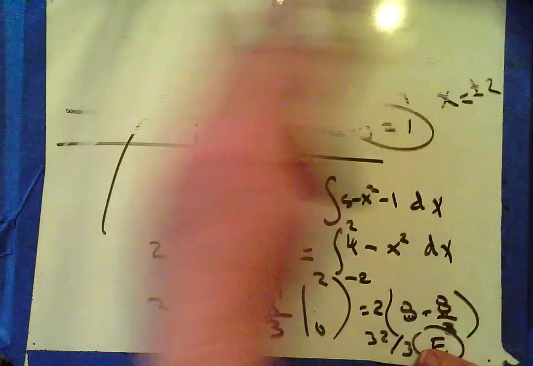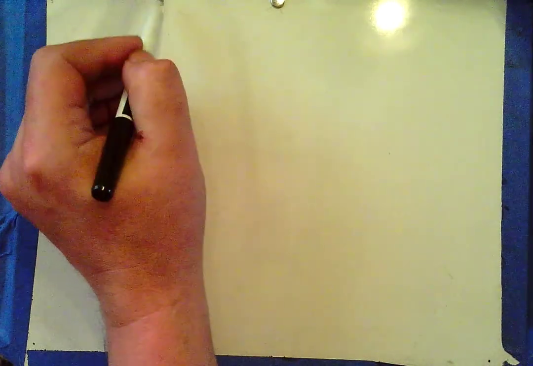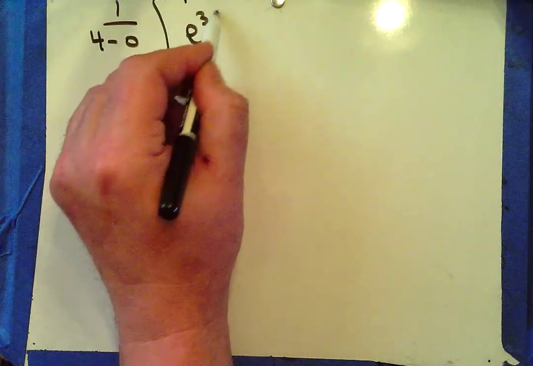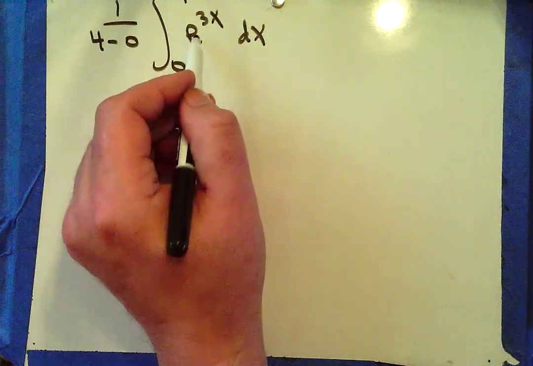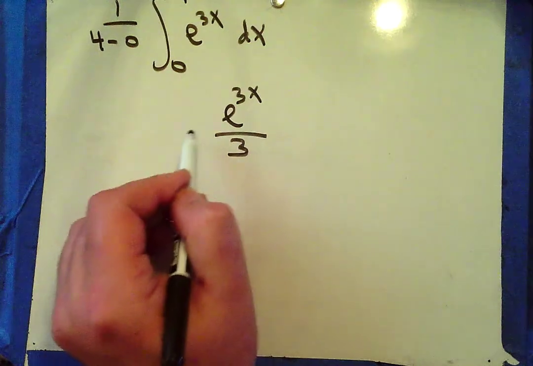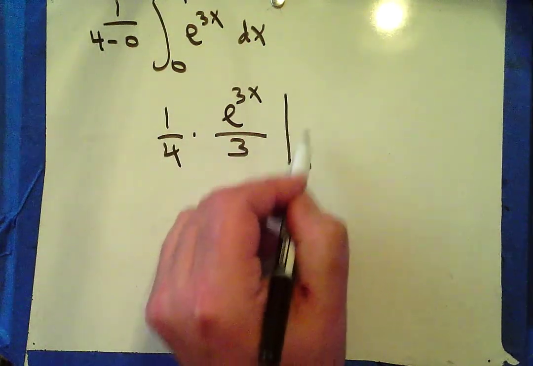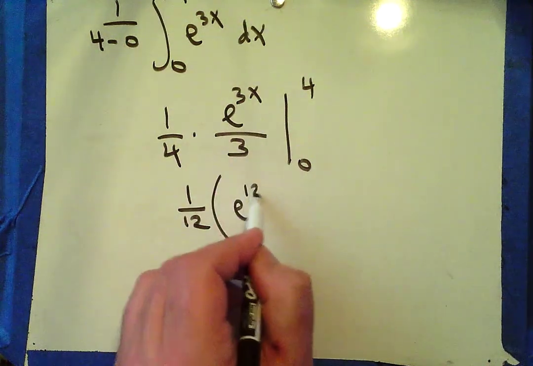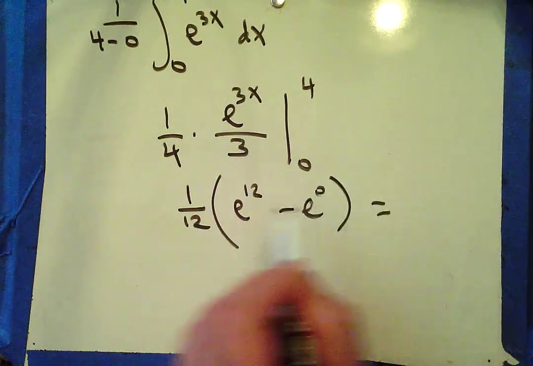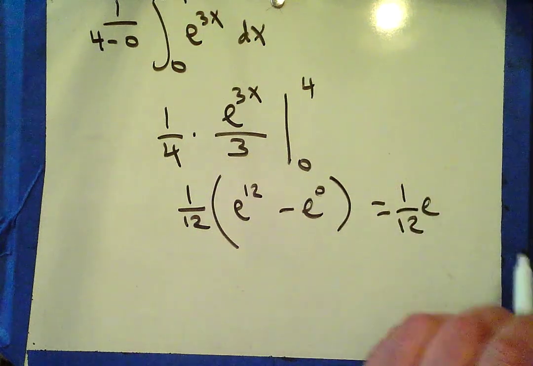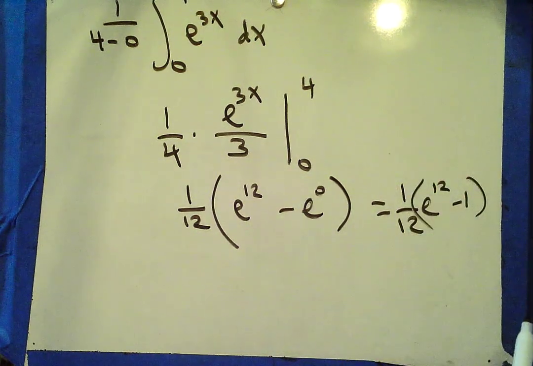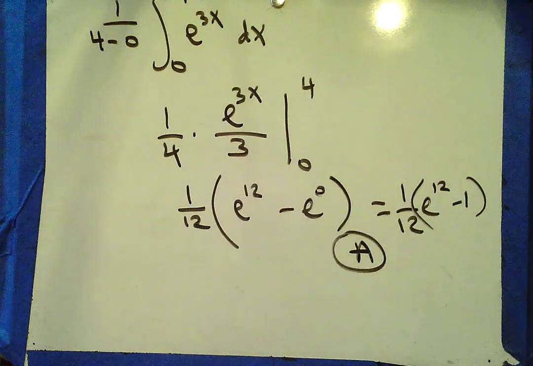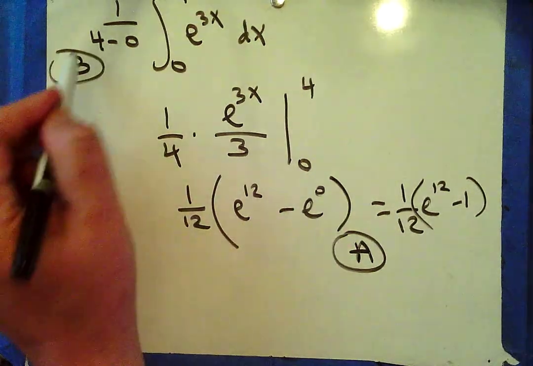Okay, problem number 18, find the average value. Well, average value on 0 to 4 of e to the 3x dx. So I need the antiderivative of that. That's e to the 3x over 3 times 1 over 4 from 0 to 4. That's going to be 1/12 times e to the 12 minus e to the 0. E to the 0 is 1, and so I get 1/12 times e to the 12th minus 1. That is choice A. Choice A for number 18. 19.